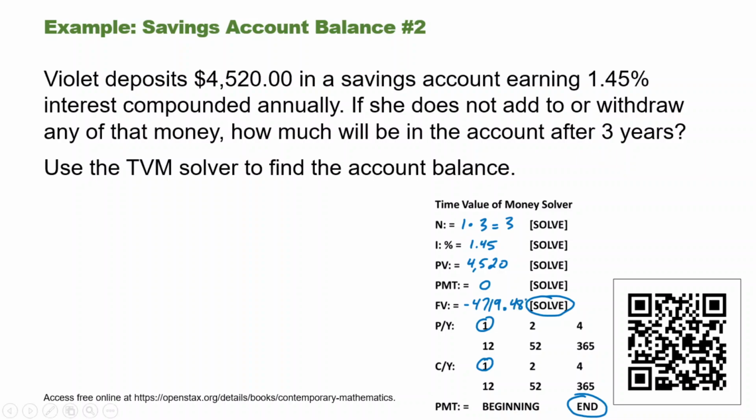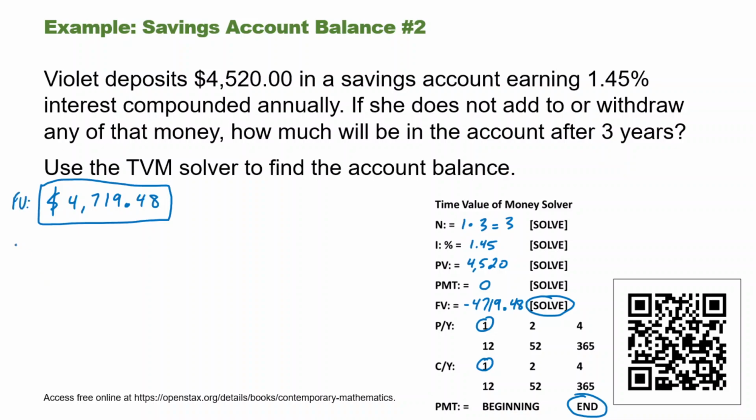Now we have this space in order to write these amounts, these values, because this is the work that we are doing. So make sure that you're doing that on your own paper, writing down the values we then take to the TVM solver. Now this tells us that the future value, how much will be in the account after 3 years, is positive $4,719.48. Though we have a negative in our answer, that is telling us the direction that the money is moving, whether it's in or out of an account.